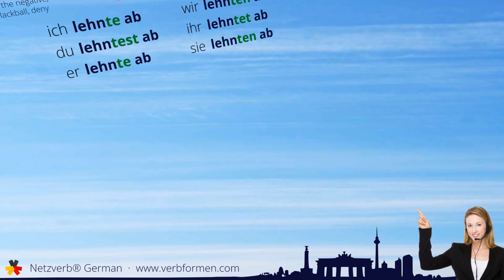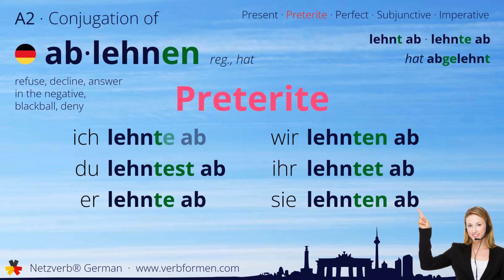Next up is the preterite. Ich lehnte ab. Du lehntest ab. Er lehnte ab. Wir lehnten ab. Ihr lehntet ab. Sie lehnten ab.